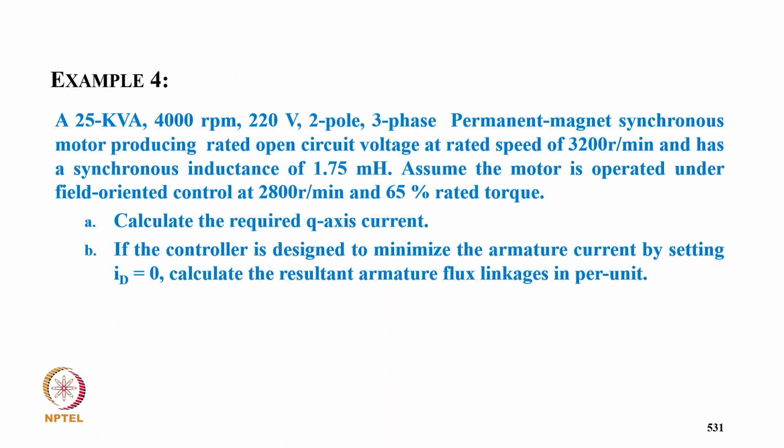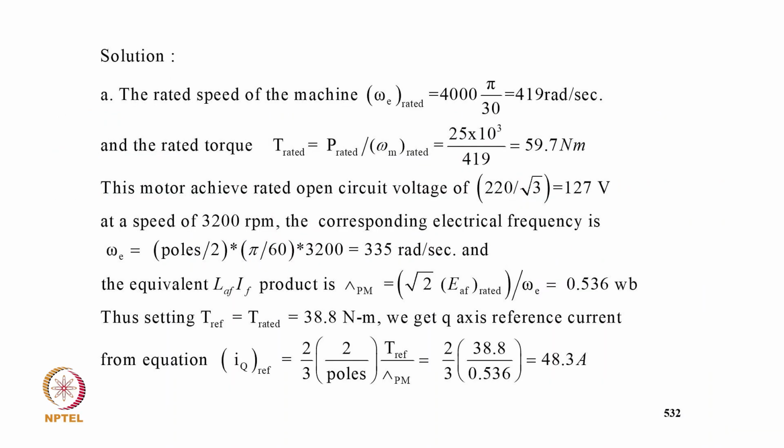So coming to an example: for a 25 kVA, 400 V, 2-pole, 3-phase permanent magnet synchronous motor producing rated open circuit voltage at a rated speed of 3000 rpm and having a synchronous inductance of 1.75 millihenry. Assume the motor is operated under field control at 2800 rpm and 65% of rated torque. Calculate the required DQ axis current. A controller is designed to minimize the armature current by setting ID equal to 0. Calculate the resultant armature flux linkage in per unit.